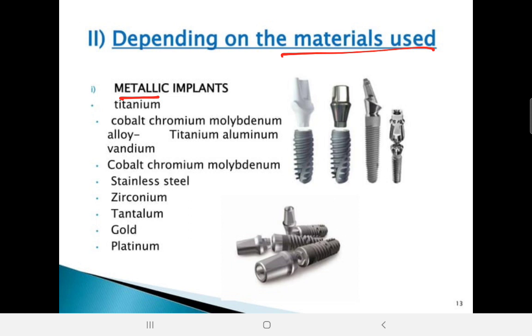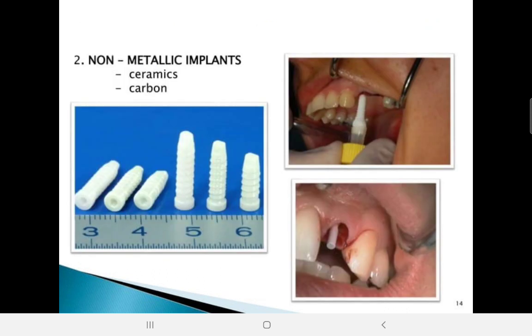So the metallic implants, commonly used metals are titanium, cobalt, chromium, molybdenum alloy, titanium, aluminium, vanadium alloy, stainless steel, zirconium, tantalum, gold, platinum. Now coming to non-metallic implants, it can be either made up of ceramic or carbon.